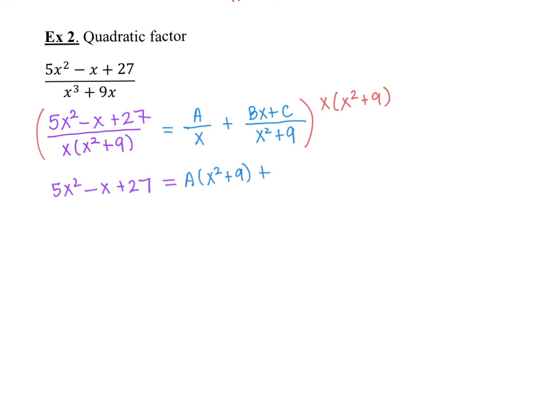Okay, now for the next one, let's see, the x squared plus 9 cancels with this, and I'm left with the bx plus c times the x. And make sure you put the bx plus c in parentheses so you don't forget to multiply the entire expression by x. Okay, now I'm going to go ahead and distribute it, and then I'm going to match up the like terms on the left and right so I can create my system of equations.